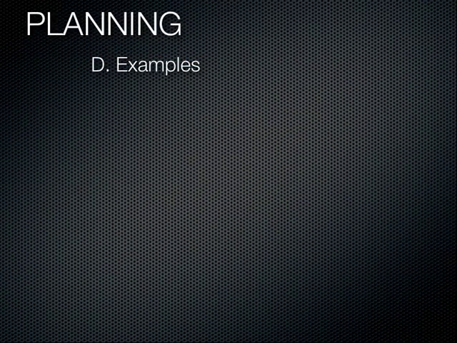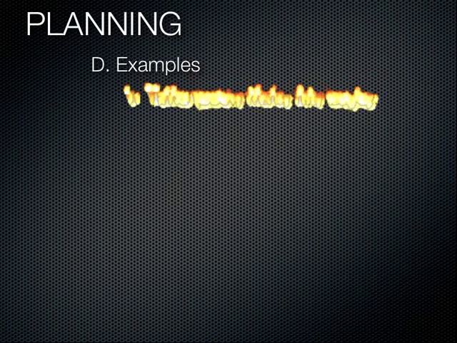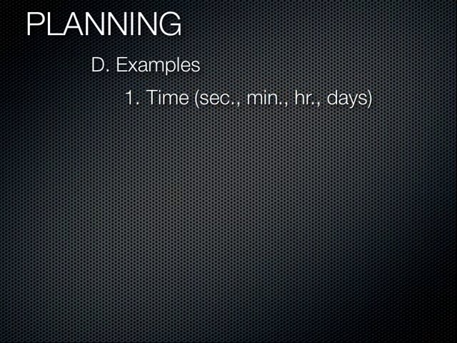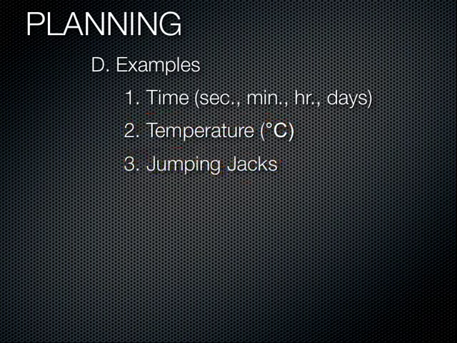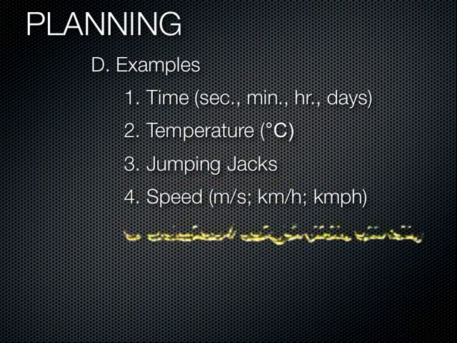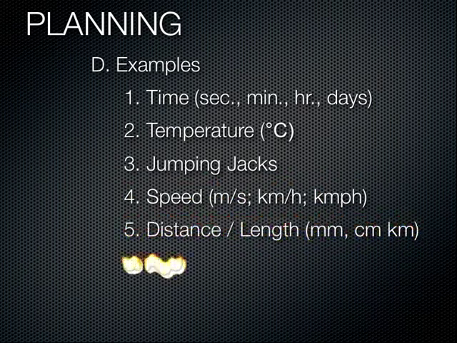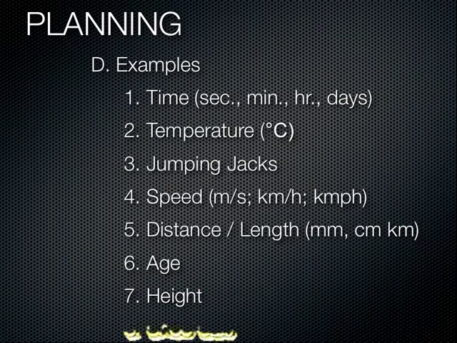After you've written that down, we can look at examples, and some of the examples, maybe your variables would be time or temperature, maybe it's the number of jumping jacks you did in an experiment, speed or distance, age, and what's important is if you can include a unit, you should make sure you do that. So these are just some examples, not all the possible ones. I'm sure you can think of other ones.